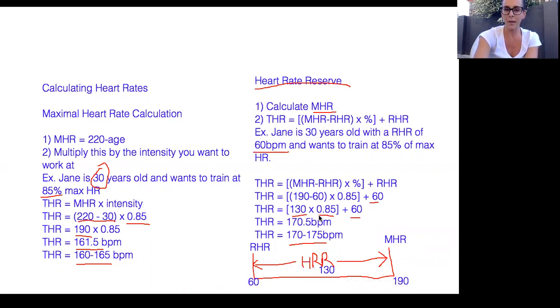Now, if we were to calculate 85% of 130, the problem is, I'll tell you what that is as I quickly calculate that, is that it is 110 beats per minute.